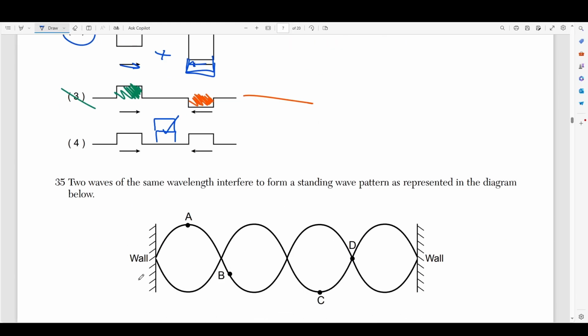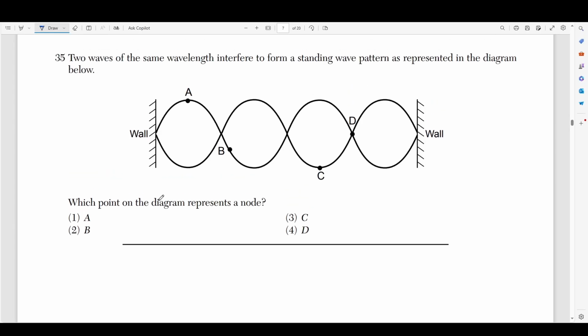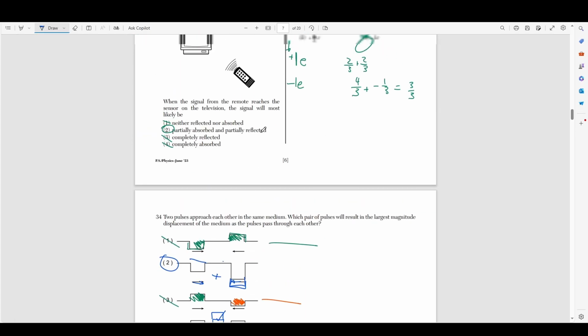Number 35 says 2 waves of a similar wavelength interfere to form a standing wave pattern as represented in the diagram below. What point on the diagram represents a node? The point has to be D because nodes are where these crossovers happen. And that's all of question 35 for the Physics Regents exam.